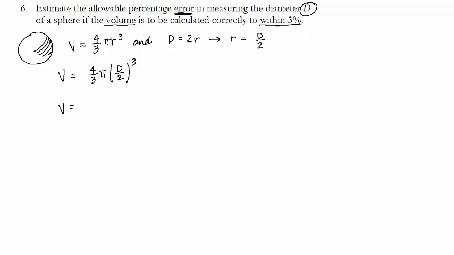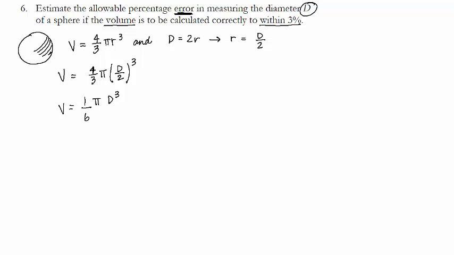Volume is 4 pi d cubed, and in the denominator 2 cubed is 8, so divided by 3 times 8. Let's get rid of that. 4 and 8 make it half, so really just 1/6. 1/6 pi times d cubed is the volume. That's our formula for volume.